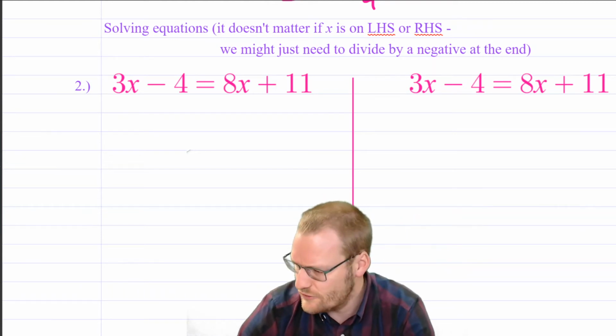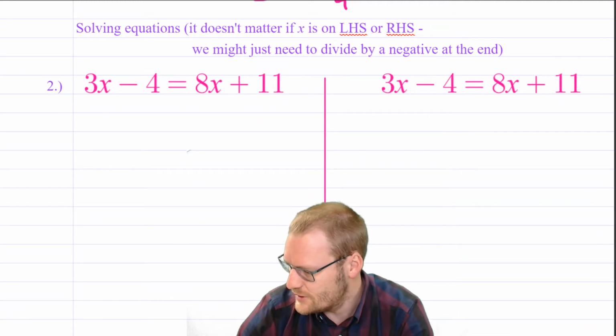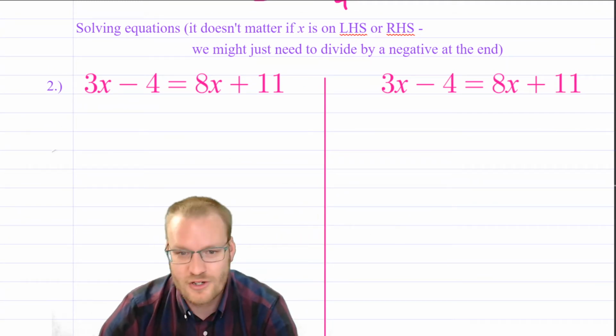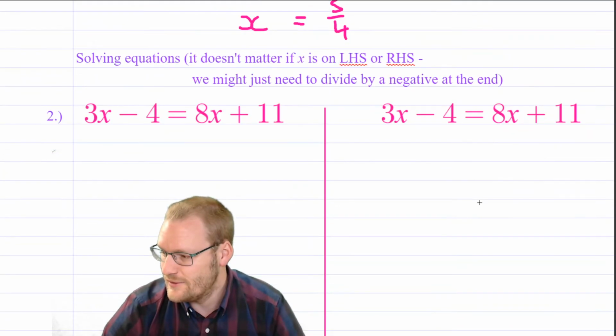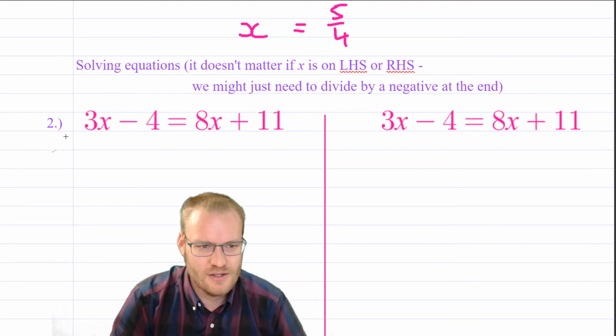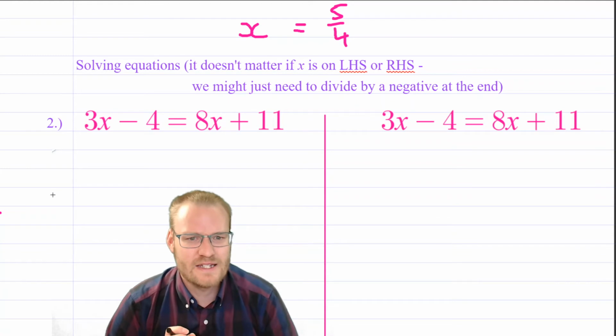So let's solve this. I'm going to move myself over here so that we can try and do the same idea. Maybe we can point to things. Okay, so we got ourselves here, and let's check we're still on track. So 3x minus 4 equals 8x plus 11.